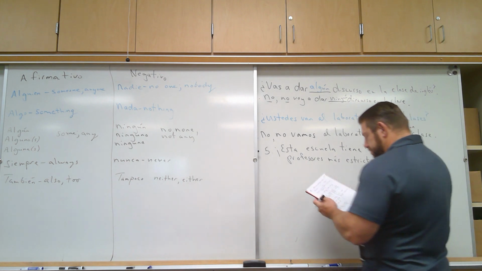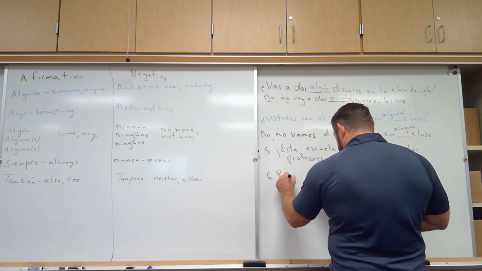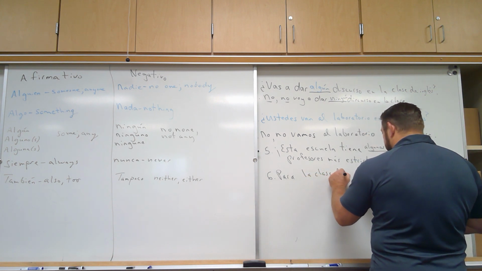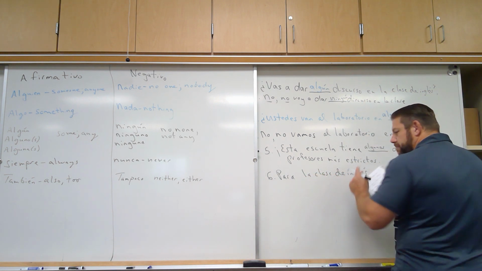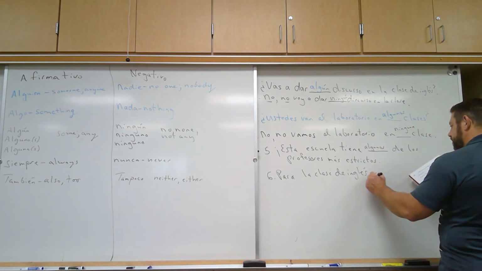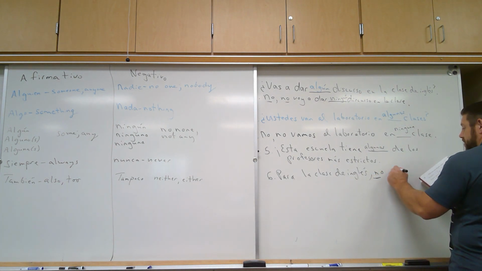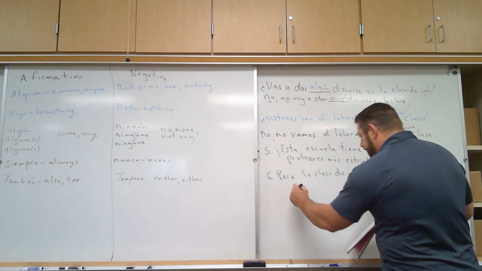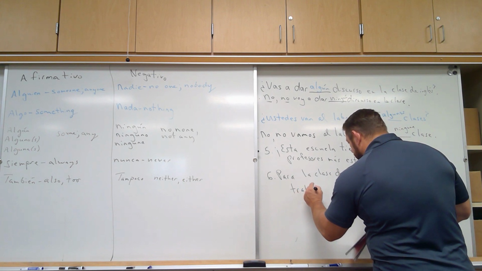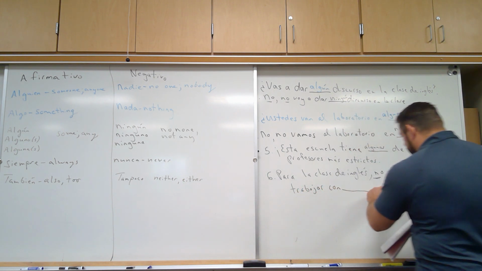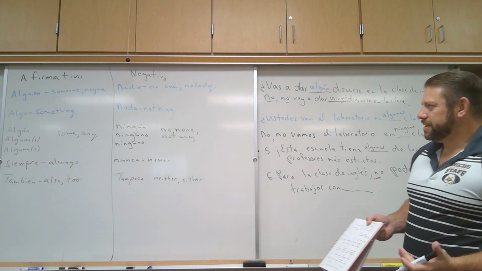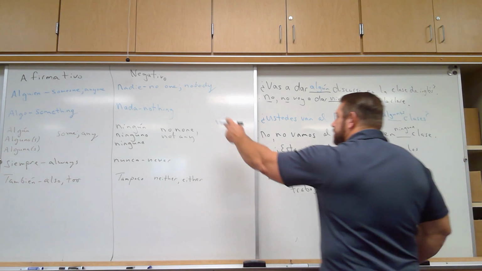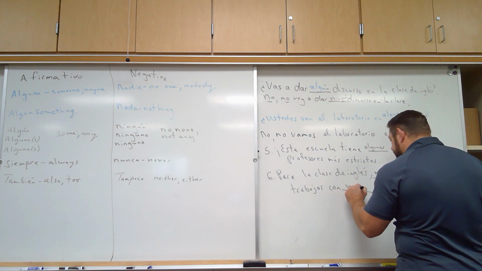And the last one, para la clase de inglés. No, it's negative because we see the word no. We're going to use the right side of the chart. No podemos trabajar con. So for the English class, we can't work with anyone or anybody. And it's going to be nadie. No podemos trabajar con nadie.